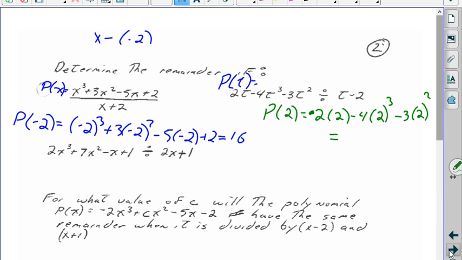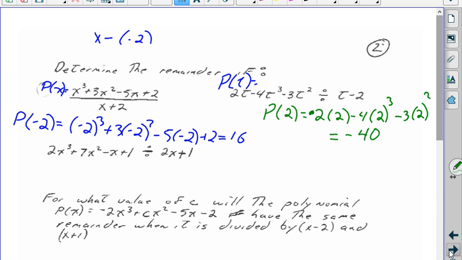So again, the remainder when we divide 2t minus 4t cubed minus 3t squared by t minus 2 is minus 40. Again, there are times where this is useful for us, knowing the remainder. Sometimes we know it's not a factor. That's the important part.